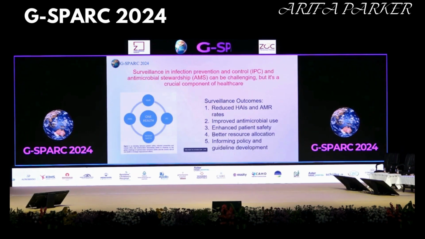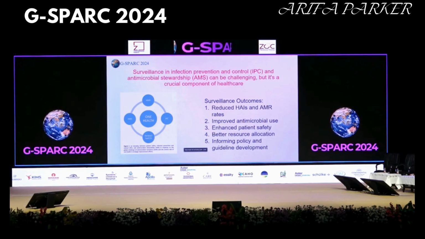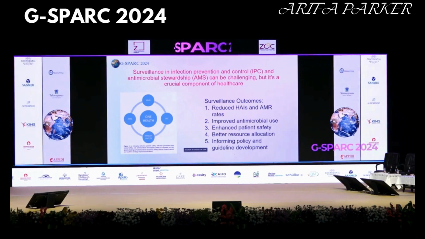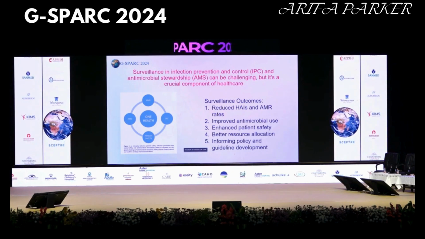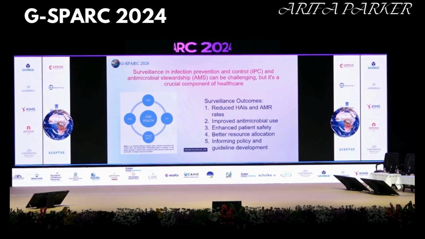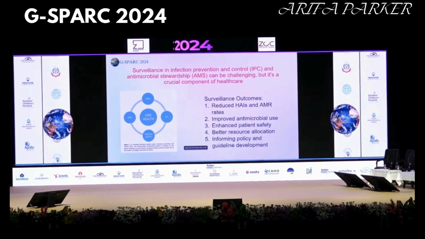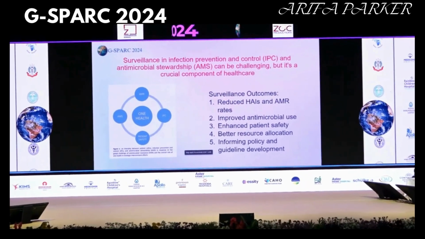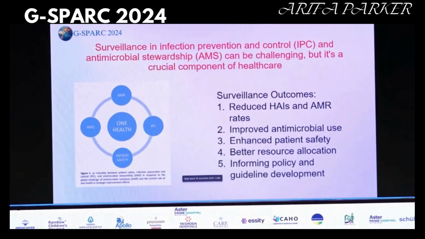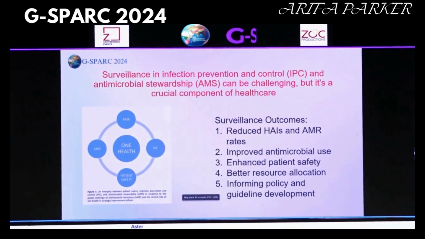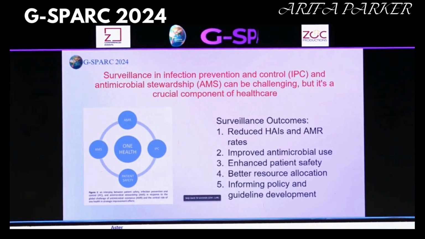So surveillance is not easy. It can be very challenging, but it's an absolutely crucial component of healthcare. The short-term objectives of surveillance include identifying and tracking hospital-acquired infections and antimicrobial trends. We want to detect outbreaks and respond promptly and appropriately. We want to evaluate our interventions, and one important component of surveillance is to inform evidence-based policies and guidelines.